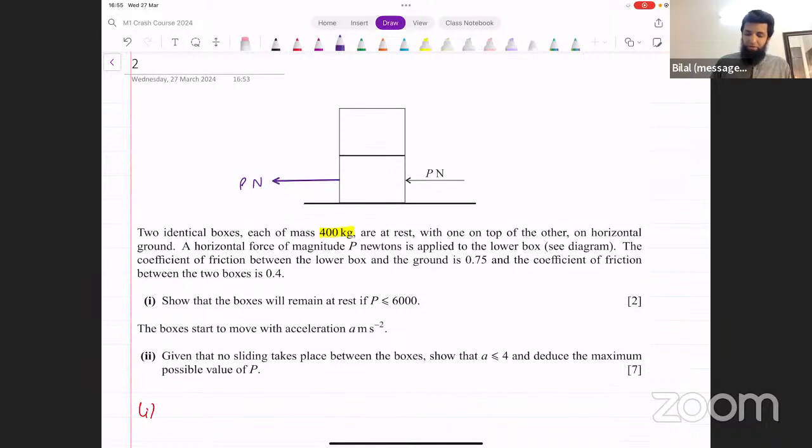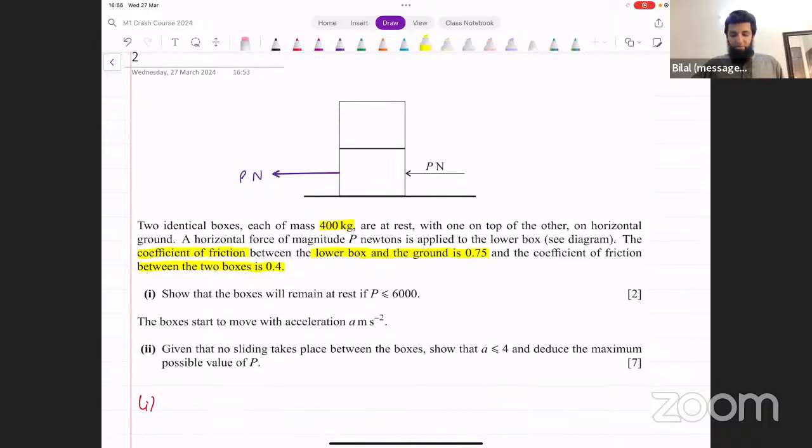The coefficient of friction between the lower box and the ground is 0.75. And the coefficient of friction between the 2 boxes is 0.4. So there's going to be friction between the lower box and the ground, and also friction between the 2 boxes that we've learned. Show that the boxes will remain at rest if P is less than or equal to 6,000.